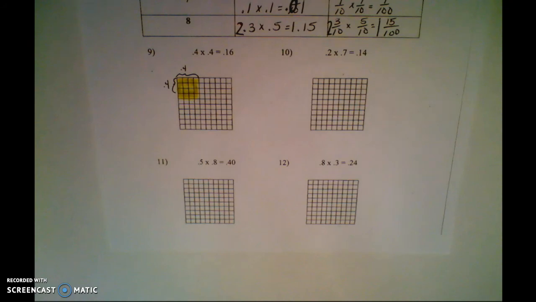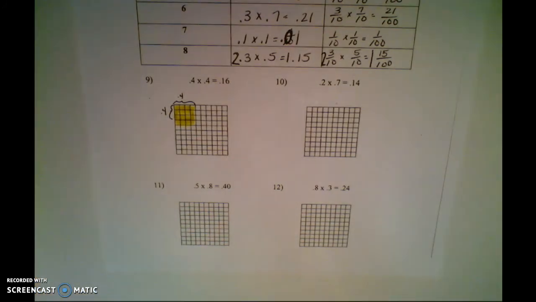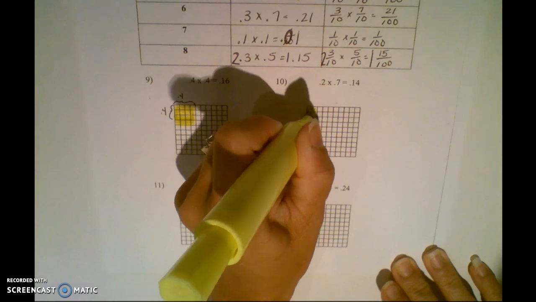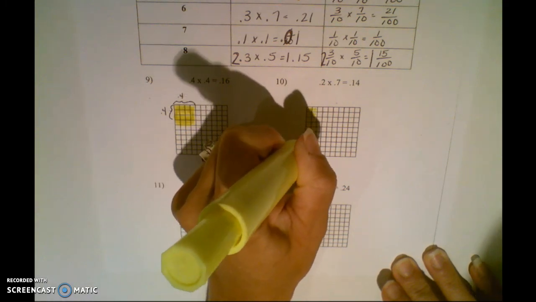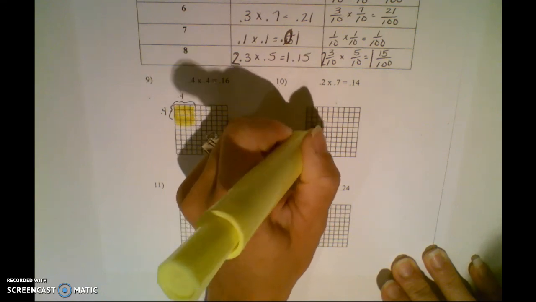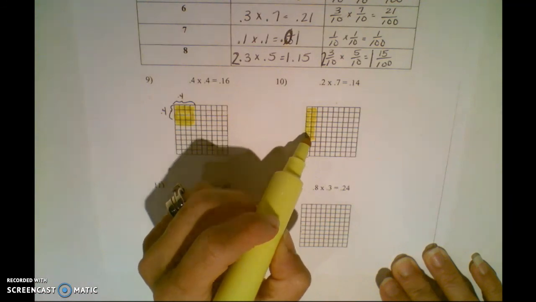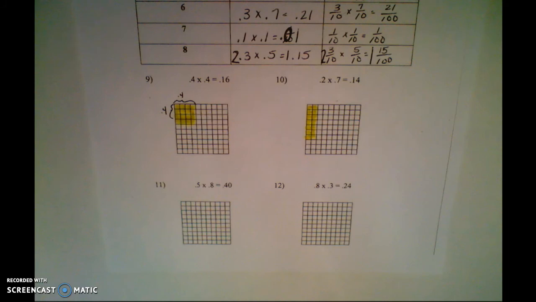So I'm good. For number 10, I am shading across 2 columns and going down 7 columns here. And I can even check. I've got 2, 4, 6, 8, 10, 12, 14 hundredths shaded in, so I know I'm good there. How about you pause the video, try 11 and 12 on your own, and then press play, and we'll go over the answers. Okay, let's go ahead and check your work.